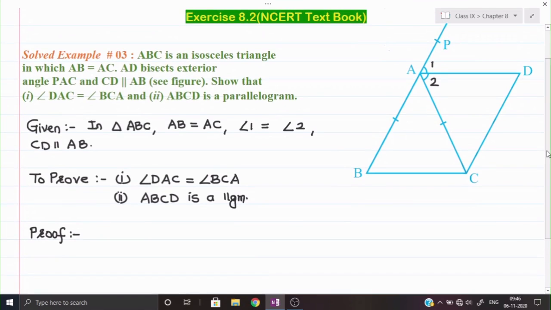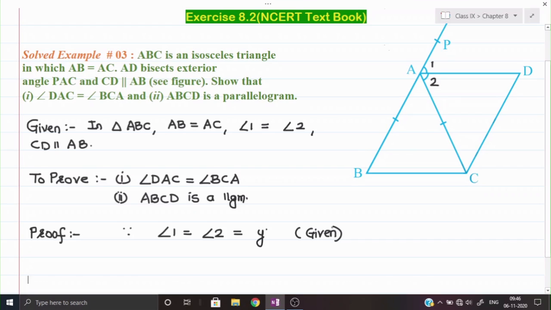First of all, you see angle 1 and angle 2 are given equal. So first we'll mention since angle 1 is equal to angle 2 and since both are equal, I am supposing them equal to y. Okay, here we can write the reason: given in the question.